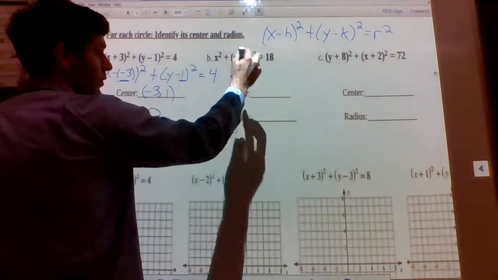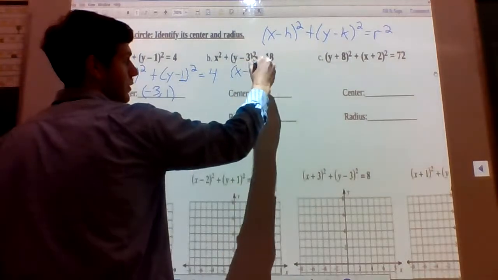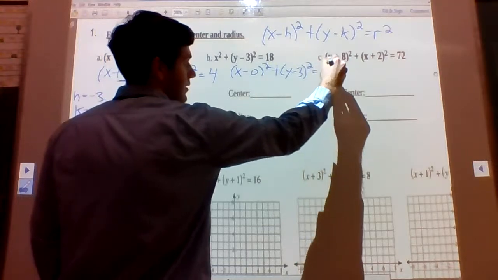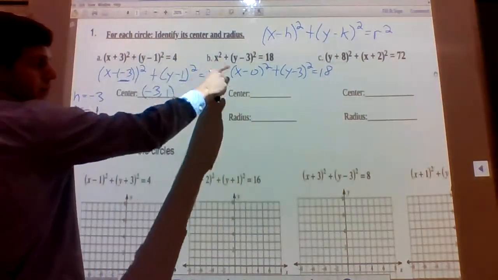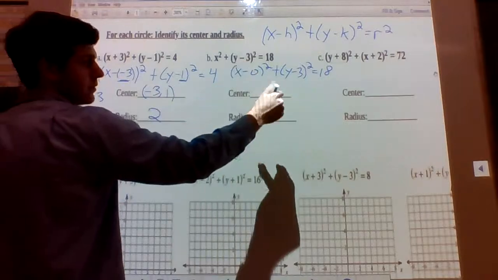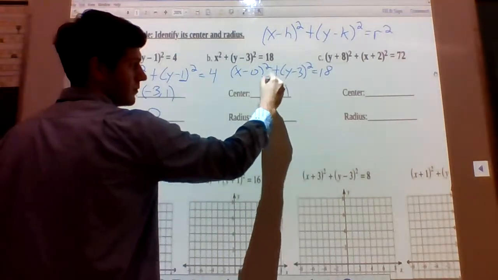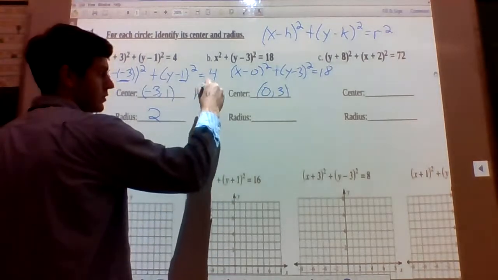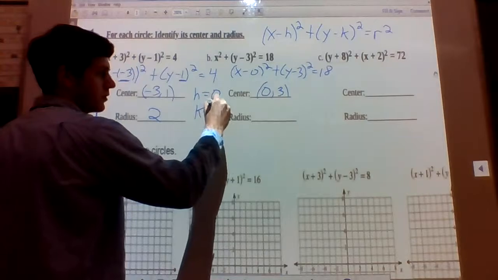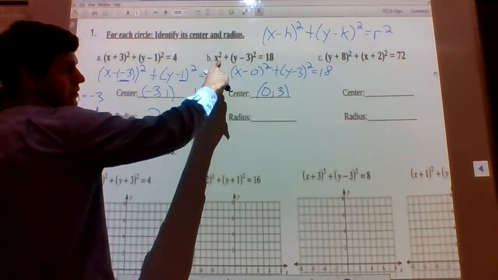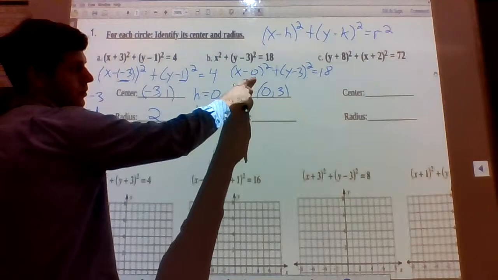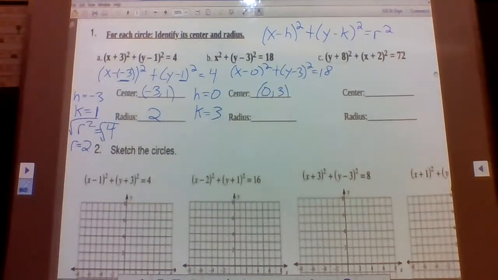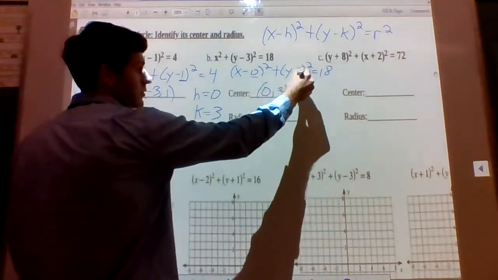Okay, here x squared is the same as x minus 0 squared. We can do plus y minus 3 squared equals 18. So our center is 0, +3, 0, 3. In this case, h equals 0 and k equals 3. So flip the signs, this is a 0, so it's not going to matter if you flip the sign, it's just 0. Here you flip the sign and it becomes +3. So h is 0, k is 3.